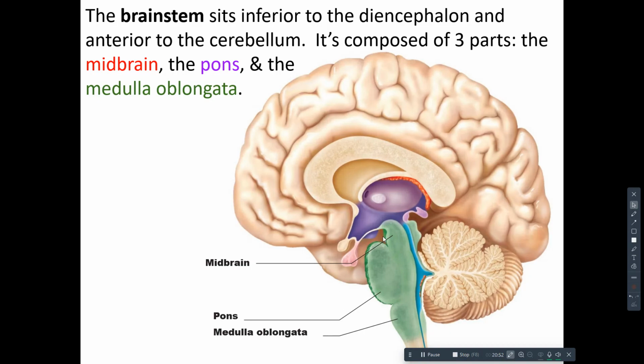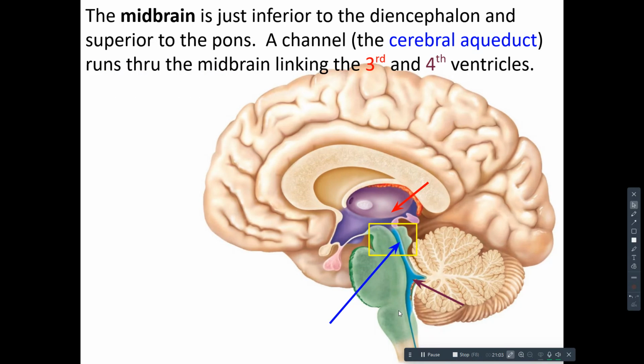So the brainstem is inferior to the diencephalon. It's got three major parts. We got the midbrain, then we got the pons, then we got the medulla oblongata. The midbrain is that first part, just inferior to the diencephalon, superior to the pons here. There's a passageway running through the midbrain. This is called the cerebral aqueduct, which is going to link my third ventricle, which is a cavity up here, to my fourth ventricle, which is a cavity down here.